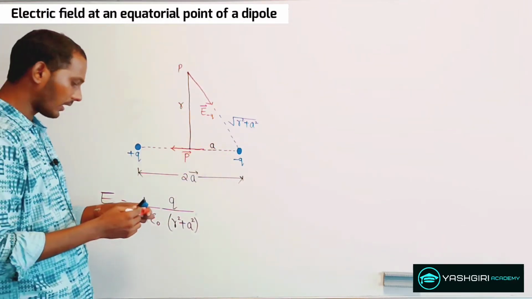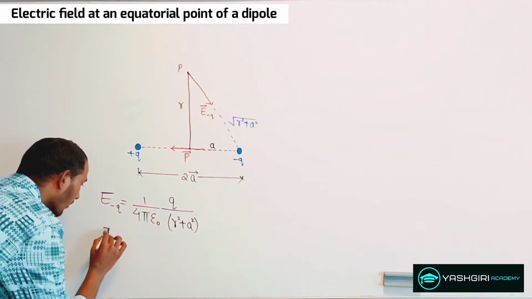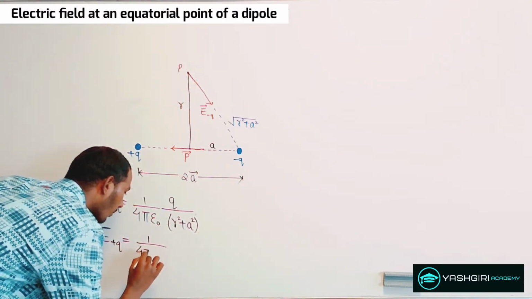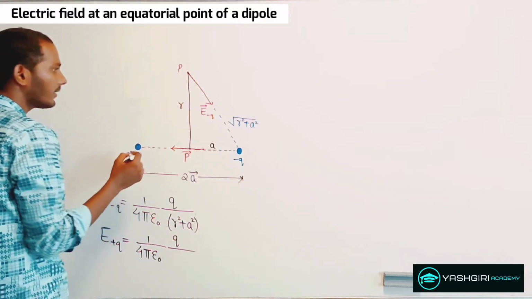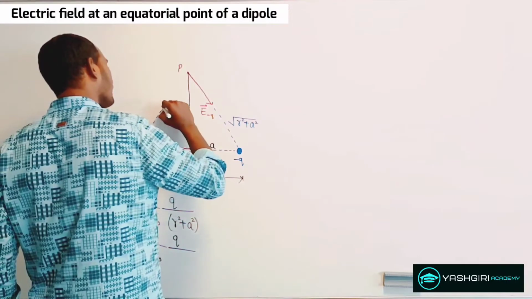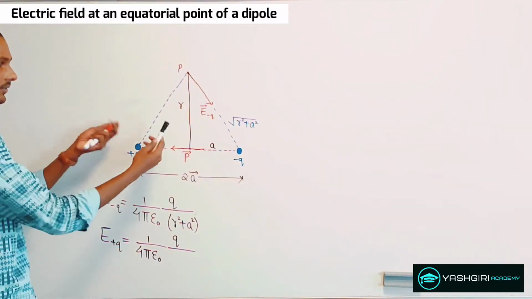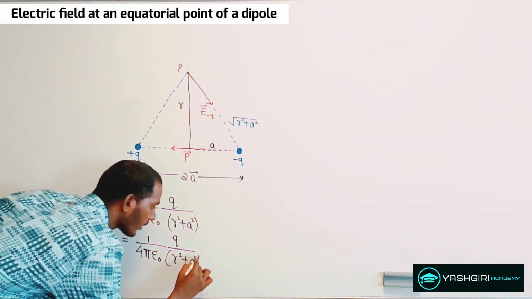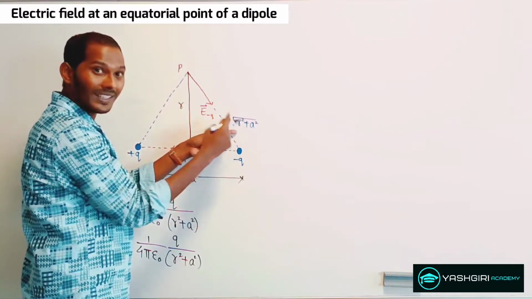In the same way, I can get the magnitude of the electric field due to the positive charge, plus q, which will be again 1 upon 4 pi epsilon naught into the magnitude of this charge, and again the distance from here to here, okay, it will be the same, all right. So the distance, again, if you just calculate, it will be the same. So I can just write it is r square plus a square. In fact, the hypotenuse that you are getting is a square root. So that square root will get cancelled.